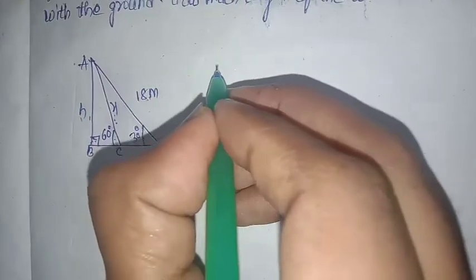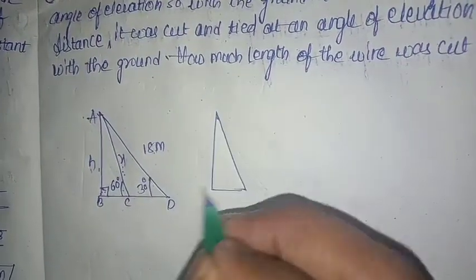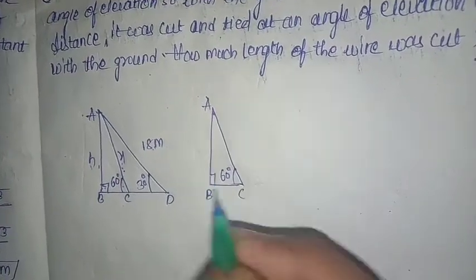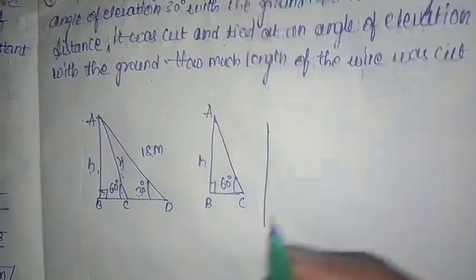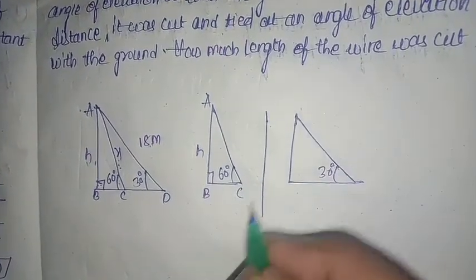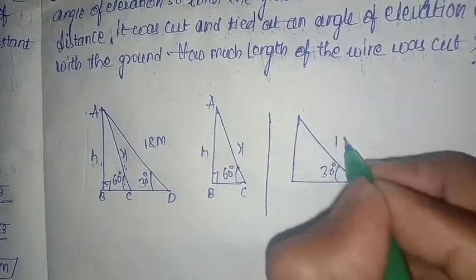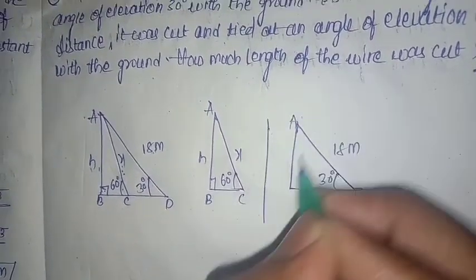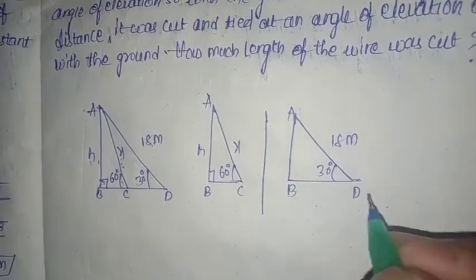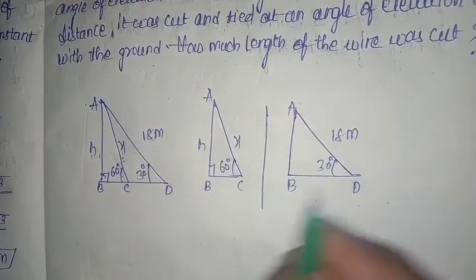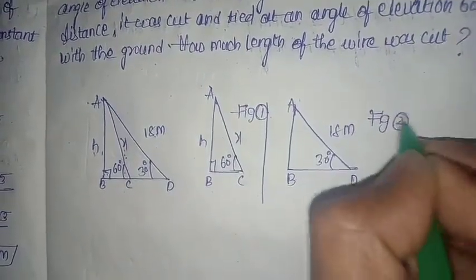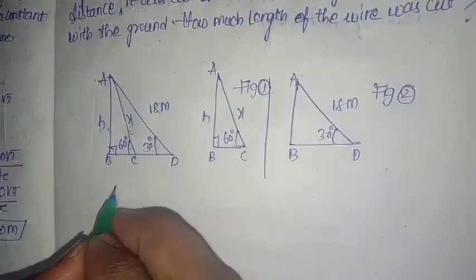First we have to separate the triangles. This is the first triangle and this is the second triangle. The second triangle will be the total, with B, D and C in it. So first it will be figure 1, then figure 2. First let's discuss figure 1.